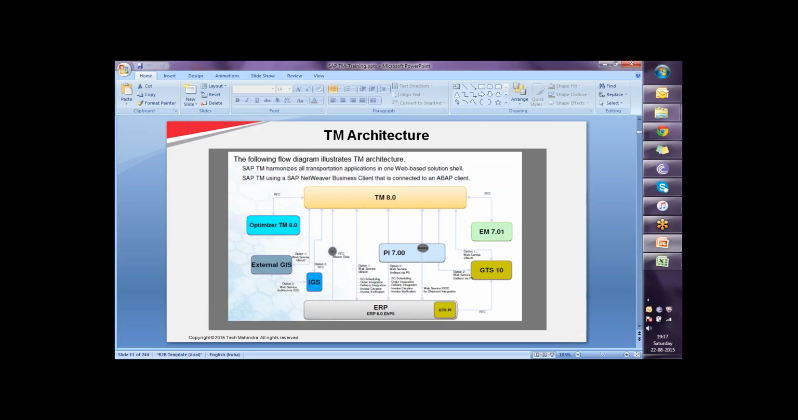After that, we have integration with event management. As I said, it's a separate system, so it's a very seamless integration. Now it's 9.0. It's an RFC connection for both because these are standard SAP. Then we rely on GTS 11. It is upgraded.